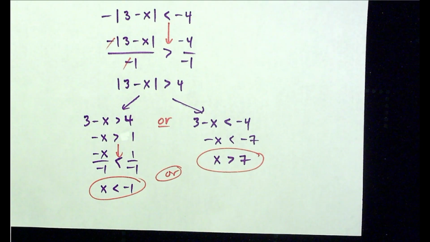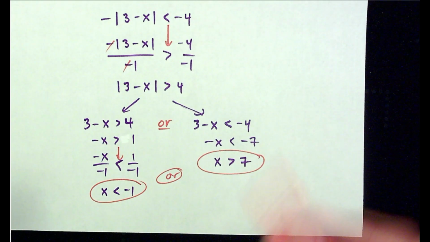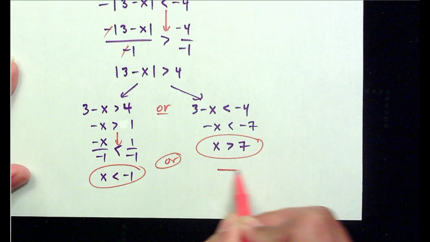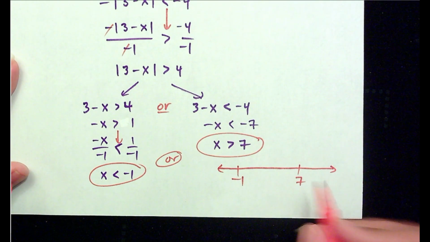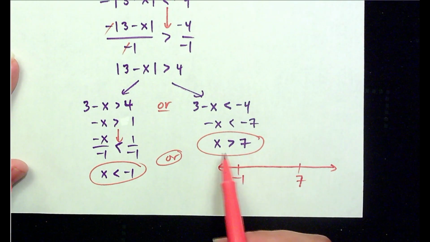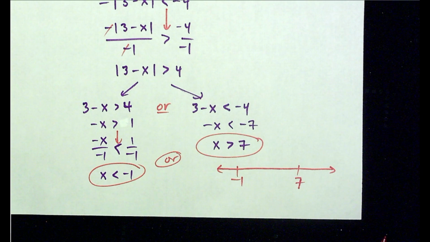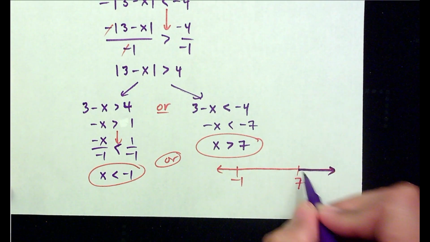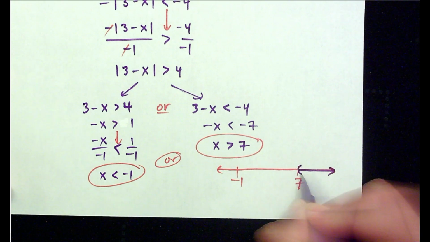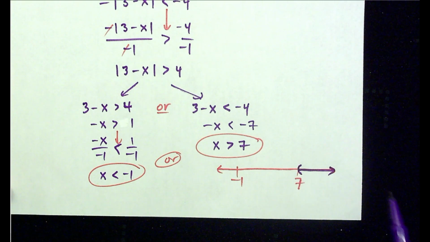Now, when we draw the graph of this, let's draw the tick marks negative 1 and 7. We want all the numbers bigger than 7, such as 8, 9, 10. Those numbers are to the right of 7. So I want all of these numbers. I don't want 7, so parentheses. Remember, if it's bigger than or equal to, then you put square bracket.